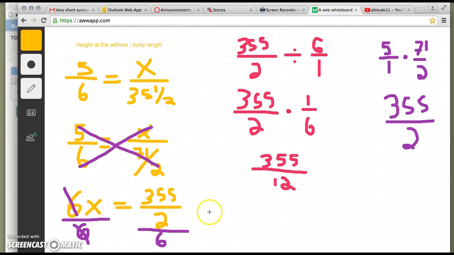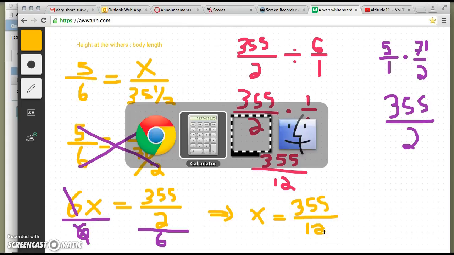Right, so we get down here, just a reminder where this came from. Remember, we have x on the left-hand side is equal to, and when we divided 355 over 2 by 6, we got 355 all over 12. All right, I'm not sure if that can be reduced. Let's take a look at it as a fraction.